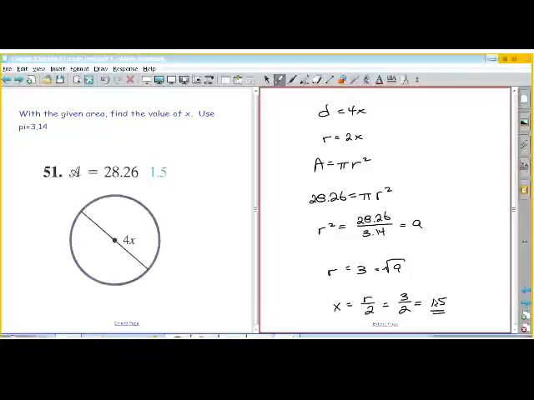So it's just a matter of using the definition of the area with the given value of x, creating an equation, and solving for r, which then allows you to solve for x. Or we could have put it in terms of x, I guess. That's probably what they were looking for.